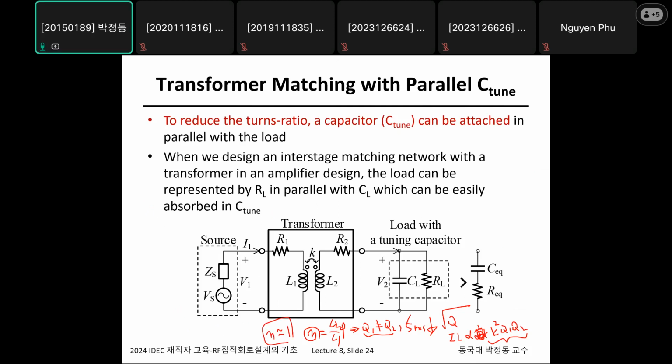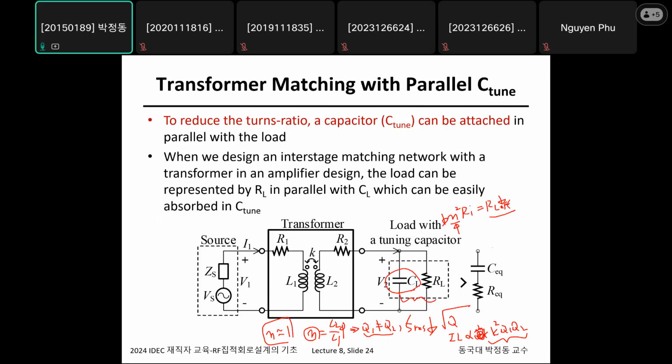Okay, then how can we make N close to 1 without changing many things? The easy peasy way is just to add a capacitor in parallel with RL. This is very, very natural, right? Because N scales with R1, which is RL, right? If you want to reduce this N, you need to reduce RL. So by reducing the effective RL, you can reduce N.